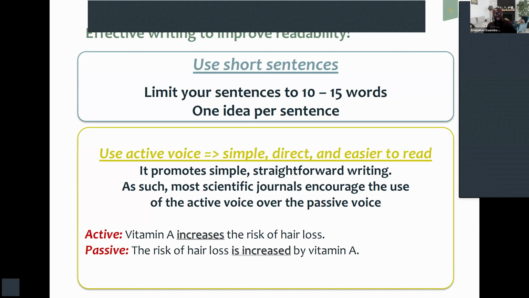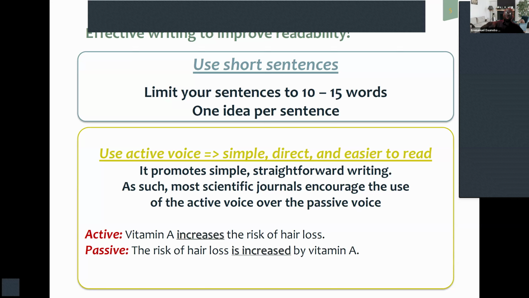Another way to improve readability is to use active voice. Simple, direct, and easier to read. When you use an active voice, it's very simple and direct. You are straight to the point, and it makes it very simple. It's straightforward. So in most scientific journals, we are always encouraged to use the active voice over the passive voice. Let's see examples. So active voice, vitamin A increases the risk of hair loss. Passive voice, the risk of hair loss is increased by vitamin A.